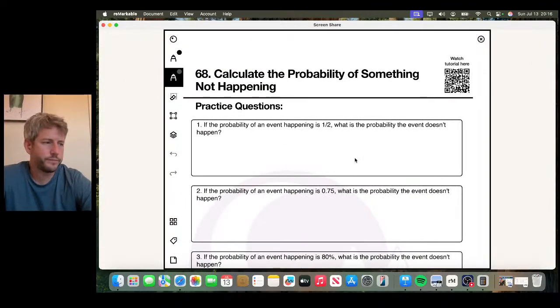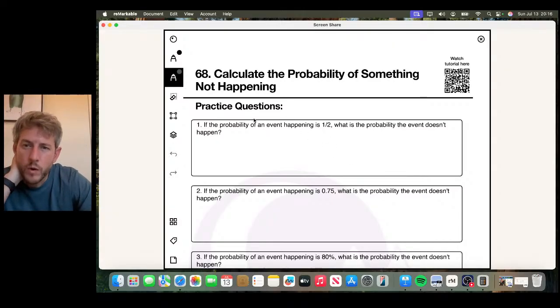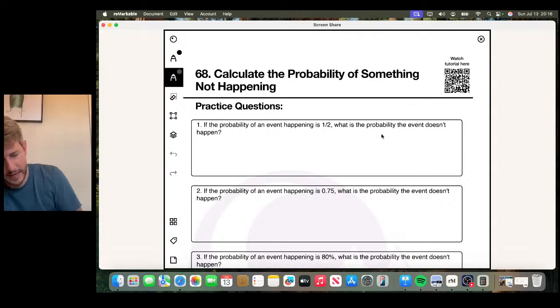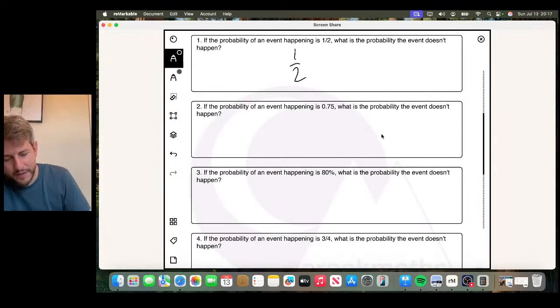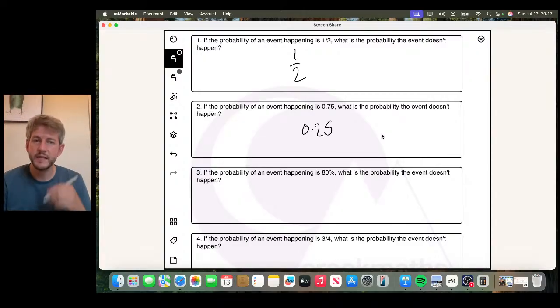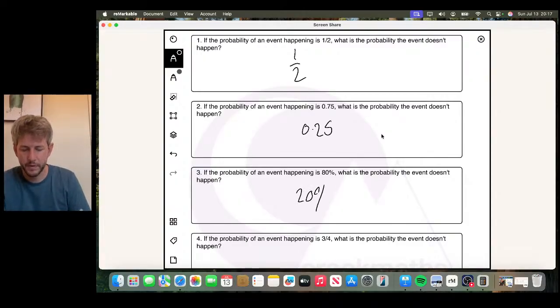Right. So, if the probability of an event happening is a half, what is the probability it doesn't happen? Well, that would be a half. Okay. If the probability of an event happening is 0.75, what is the probability the event doesn't happen? Well, that's 0.25. If the probability of an event happening is 80%, what is the probability it doesn't happen?